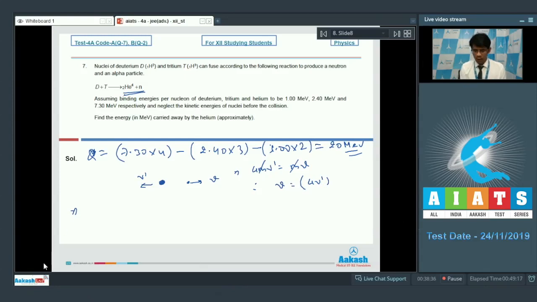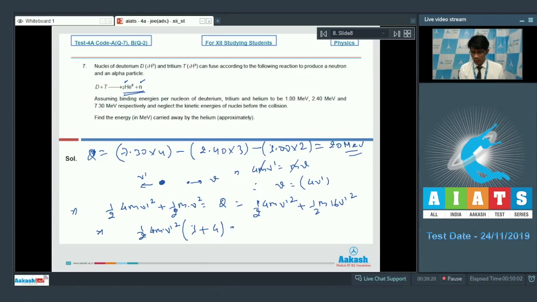So the total energy that would be shared by this helium nuclei and the neutron, I would say it is 1 by 2, mass being 4m, and its velocity, I just said it to be v dash square, plus 1 by 2, its mass is m into v square, that must be equal to Q value. So it is 1 by 2 into 4m v dash square, plus here v is equal to 4 v dash, it is 1 by 2m, it is how much? 16 v dash square. This is the energy. We need to find out the energy for the helium nuclei. It is 1 by 2 4m into v dash square, that is the energy. This is 1 plus here it is 4, it must be equal to Q. So this is the energy carried away by the helium nuclei.